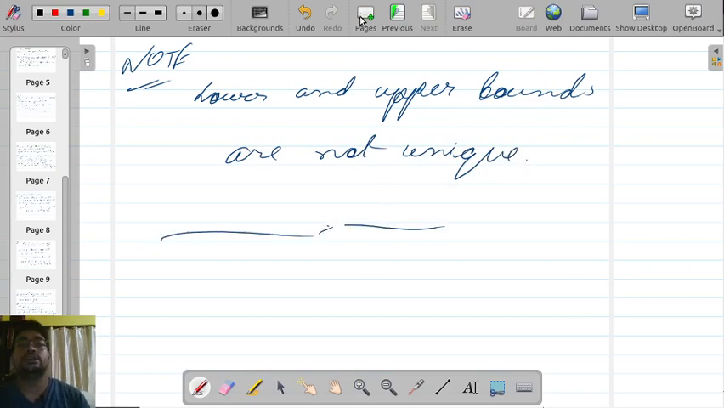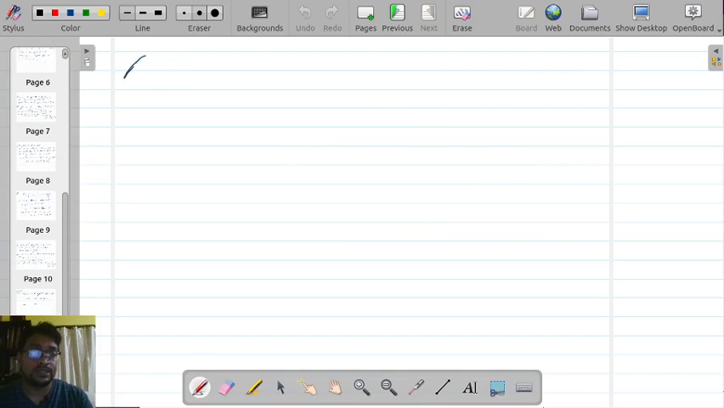Next we will see the definition of a bounded above set.